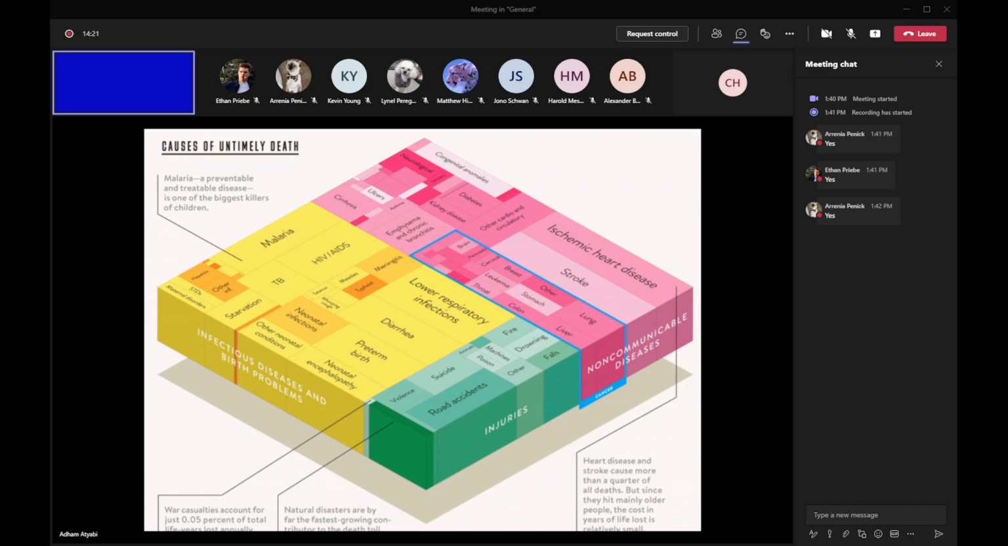Okay. Let's look at another representation of the same data. Let's see what you think about that.